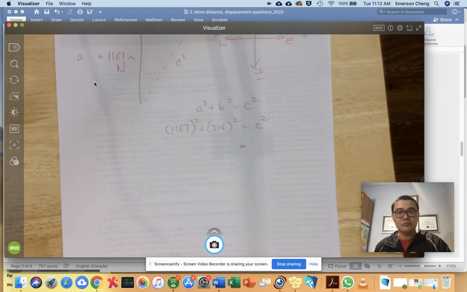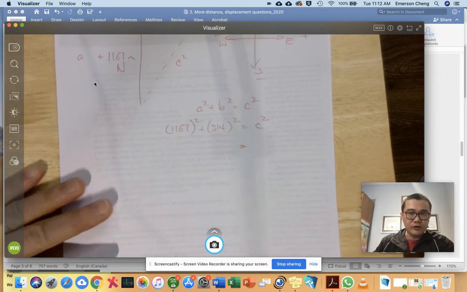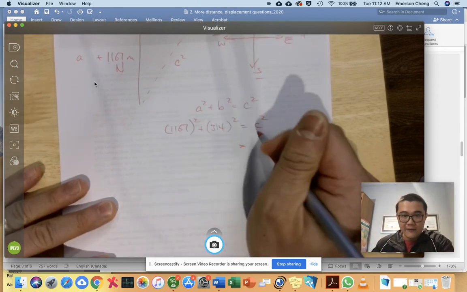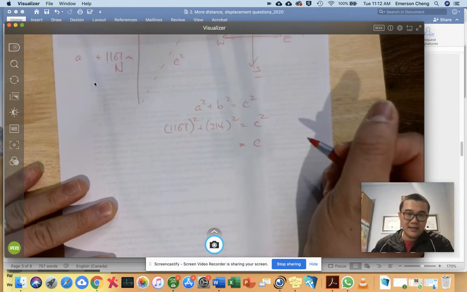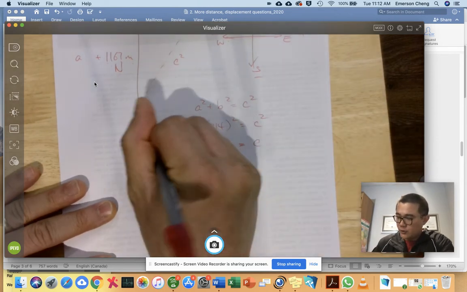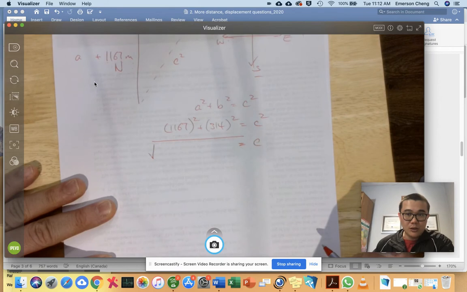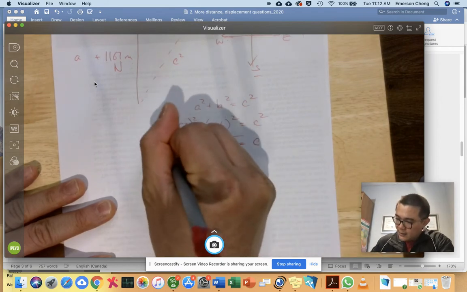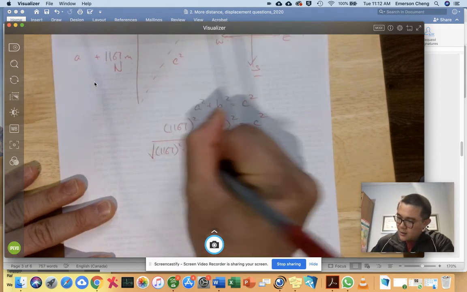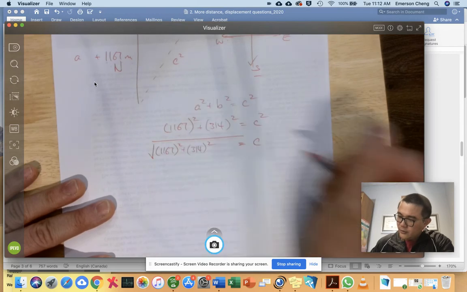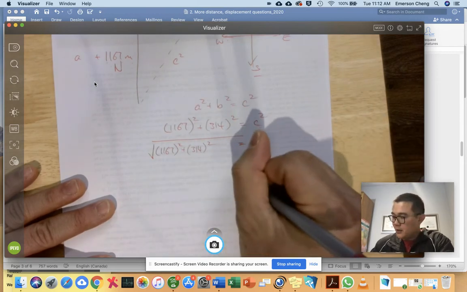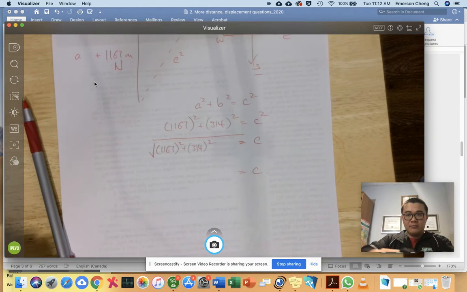I will try to do that too, or encourage you to do that too. So in this case, if you want to find c at the end, what you essentially will do is take the square root of 1,167 squared plus 314 squared. Okay, so let's plug that into the calculator. By all means, I can't do this in my head either.